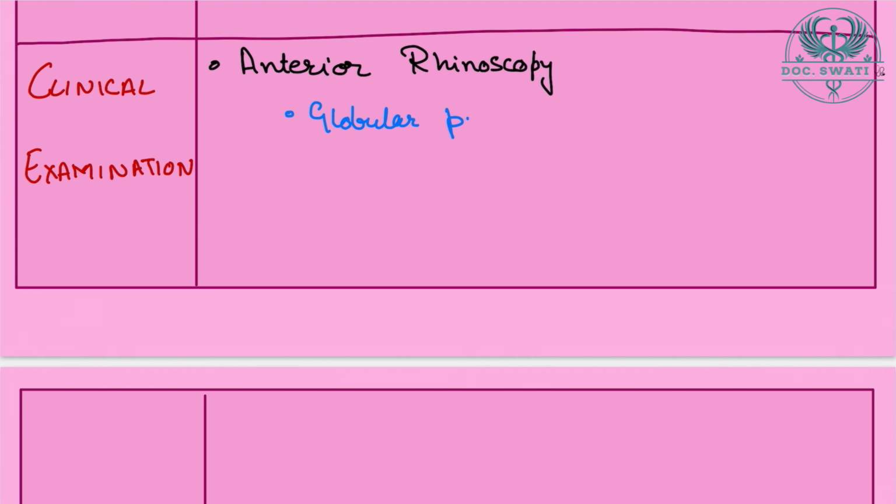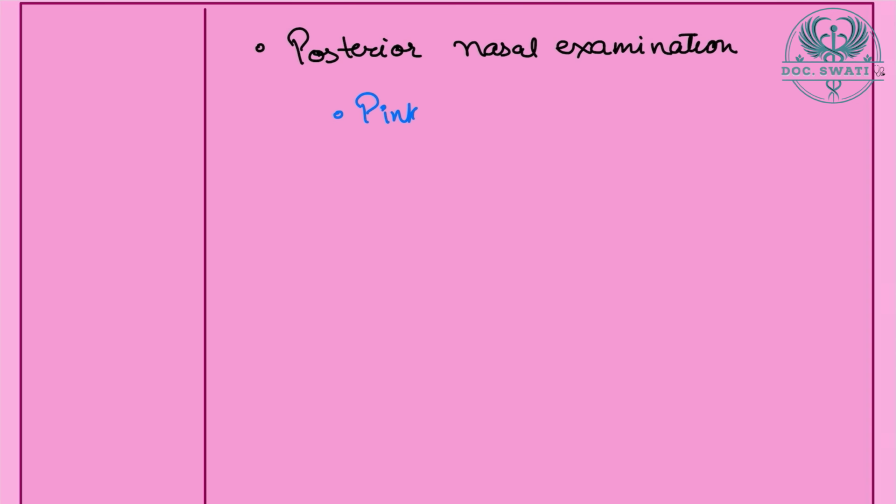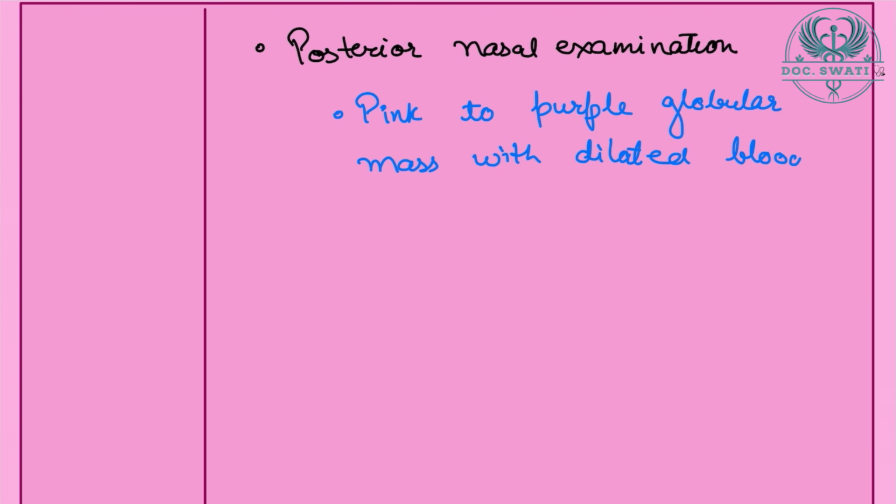So what are the clinical examinations related to this? First, we have anterior rhinoscopy. A globular pink mass in the posterior part of the nasal cavity is observed, with the septum being pushed to the opposite side. Next, we have posterior nasal examination. In this, a pink to purple globular mass with dilated blood vessels is observed.